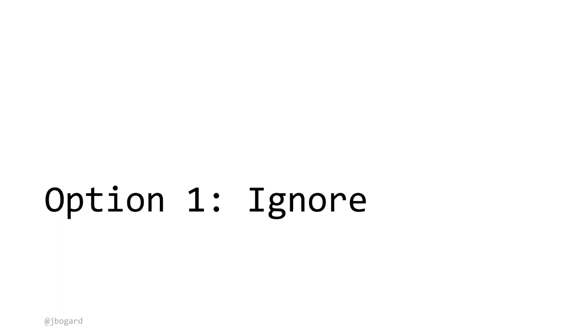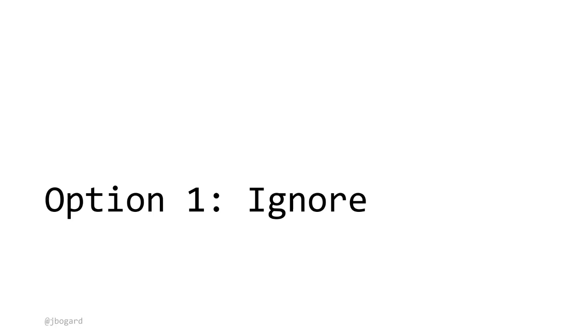Option 1, ignore. Now you could say, well, just on a basic ignore, we probably don't want that because we need to actually fulfill this customer's order, and that's what RabbitMQ is doing, is the order fulfillment via downstream systems.